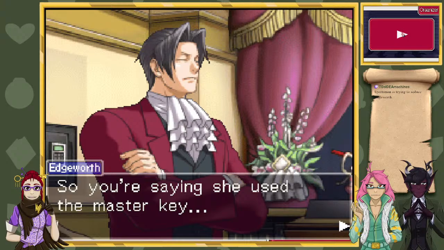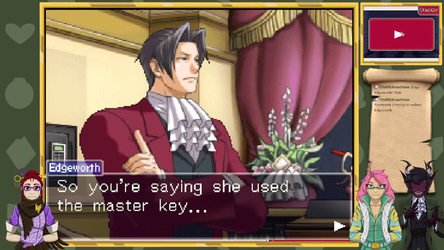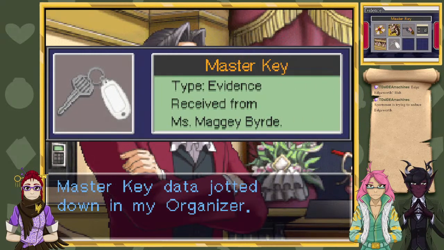Yeah, exactly, TD. Sportsman's trying to get under Edgeworth's skin. So you're saying she used the master key? Ooh.